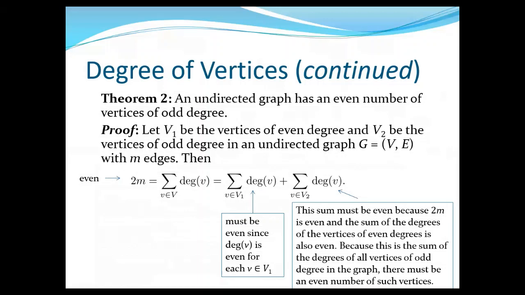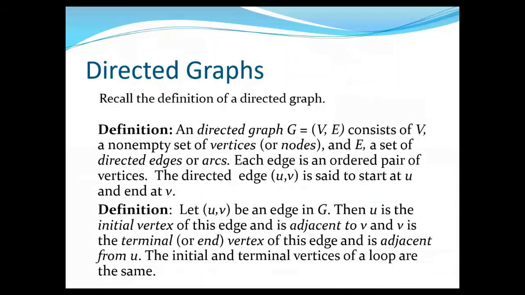Okay, 4 times 3, it's 12. So therefore, it's even. It will yield an even number. So therefore, we could use the handshaking theorem. Okay. Now, let's move on with the directed graph.